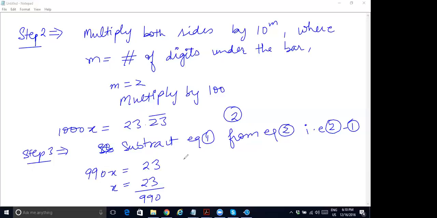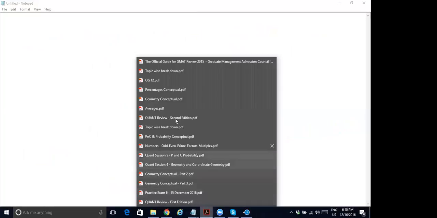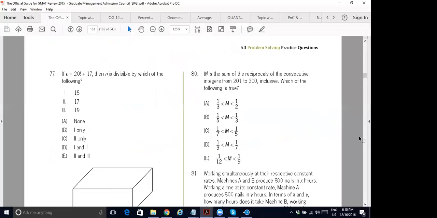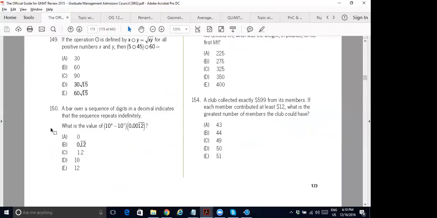And there's a very good question. Shall I erase the screen? There's a very good question given in the official guide, I think number 150 or something. You can try this question.